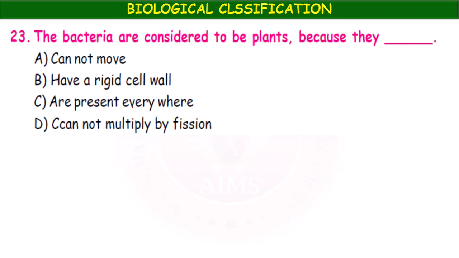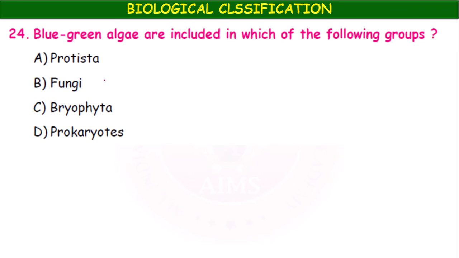The bacteria are considered to be plants because they cannot move, they have rigid cell wall, they are present everywhere, they cannot multiply by fission. Which one? They have rigid cell wall. Next, blue green algae are included in which of the following groups? Protista, fungi, prokaryotes, bryophyta. They are included in the prokaryota.